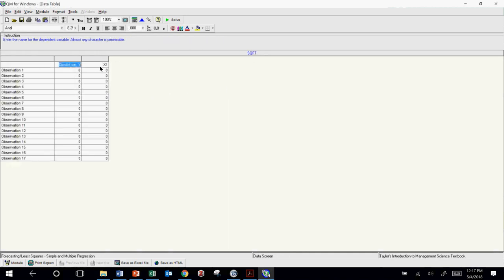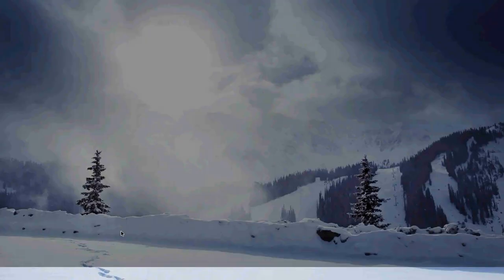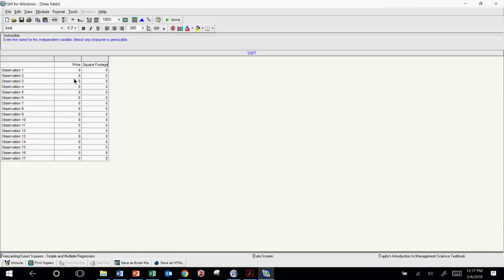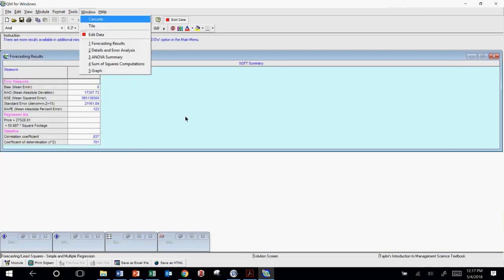Okay, so now we have our dependent variable, which is price, and our square footage. So I'm going to label these so it's a little bit easier in the output to determine what I'm reading. And I'm going to flip back to my Excel spreadsheet, and I'm going to copy price and square footage data, and paste it in there. And then I'm going to click Solve.